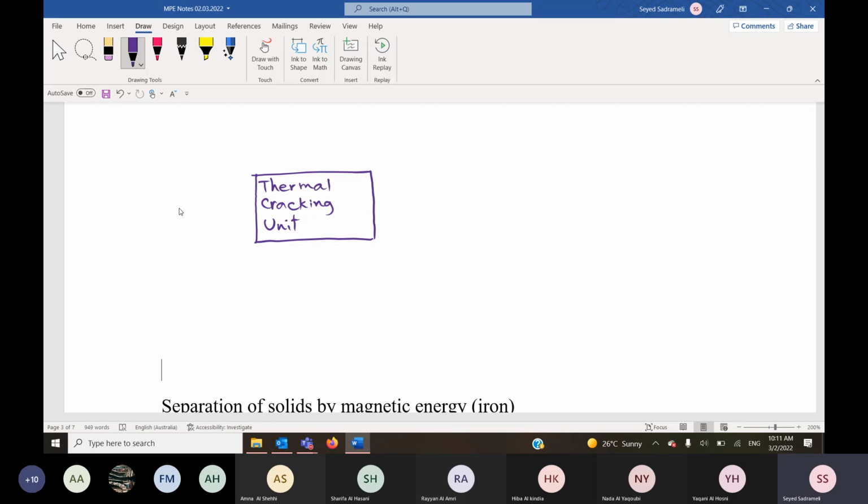That ethane as a feedstock, C2H6, comes to the unit as a gas, and then it will be cracked to produce ethylene, propylene, and some heavier C4H8, butylene, and so on.